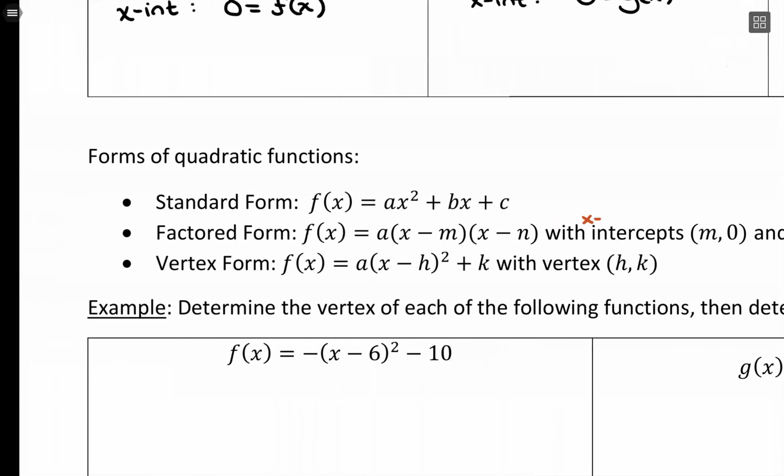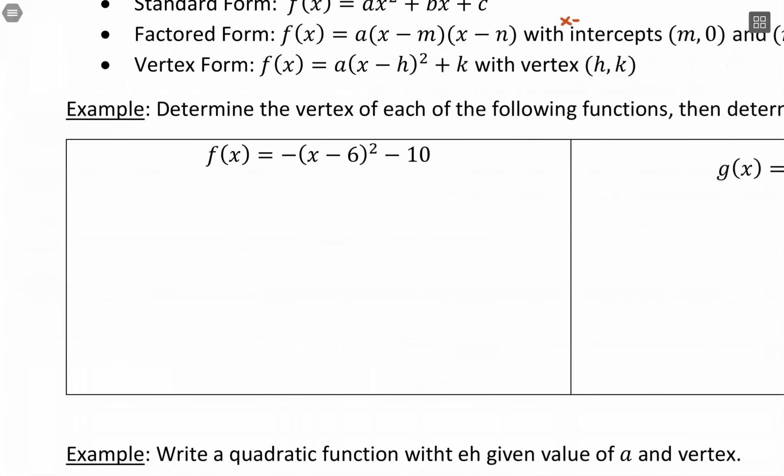Alright, so for each of these, let's find the vertex, and then we're going to determine the domain and range. So these are both in vertex form, so we don't really have to do any math for it. So since I see minus 6 there, I'll have positive 6 for x, minus 10, minus 10.